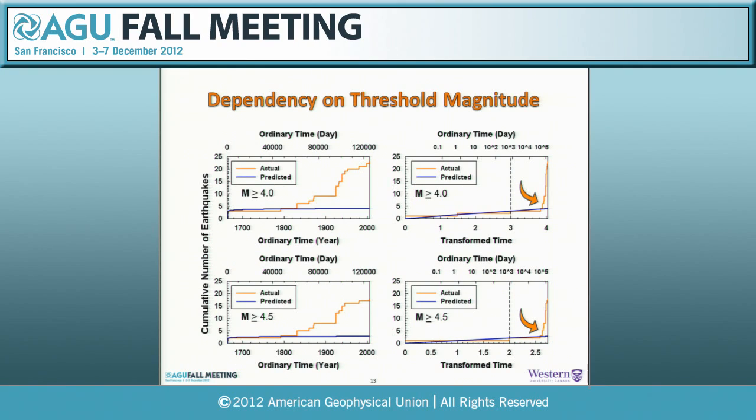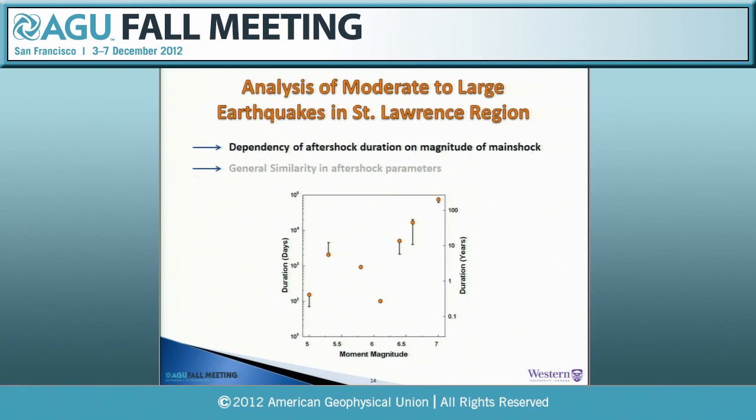We wanted to find out if the result that we have obtained about the transition time is sensitive to the cutoff magnitude that we have considered in our analysis. To test that, we repeated the analysis for two higher cutoff magnitudes: magnitude greater than 4 and magnitude greater than 4.5. And as you can see here, the stability in the transition time result leads us to conclude that the aftershock activity of the 1663 earthquake ended about 200 years after the main shock.